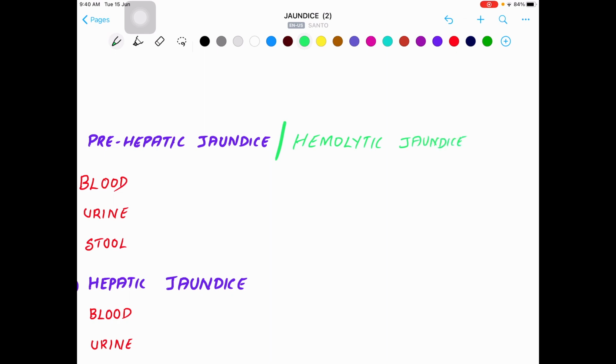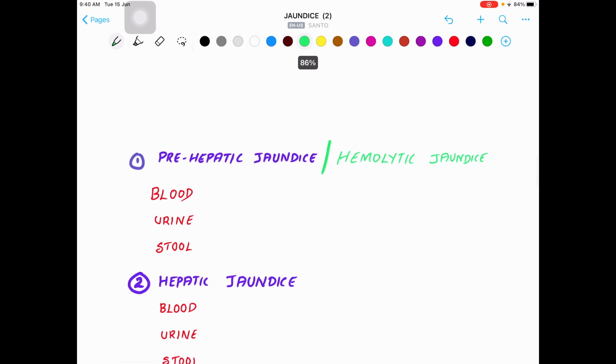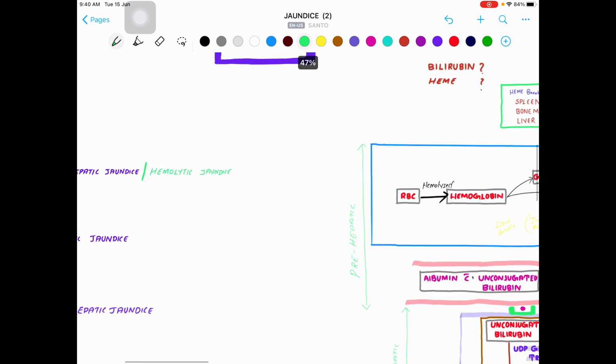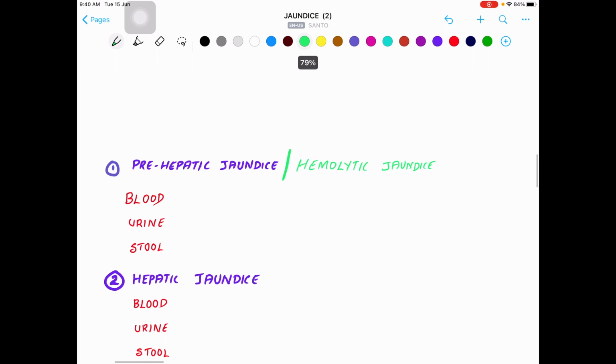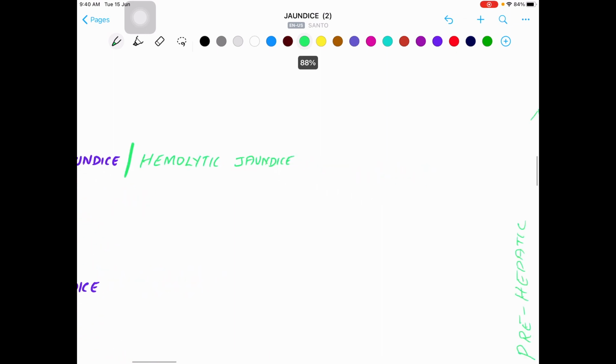Why is it called hemolytic jaundice? Because this happens due to the massive lysis of RBC, so it can also be called hemolytic jaundice. This overproduction may overload the liver with unconjugated bilirubin. So this unconjugated bilirubin can spill out to the blood. So in blood, the unconjugated bilirubin increases.